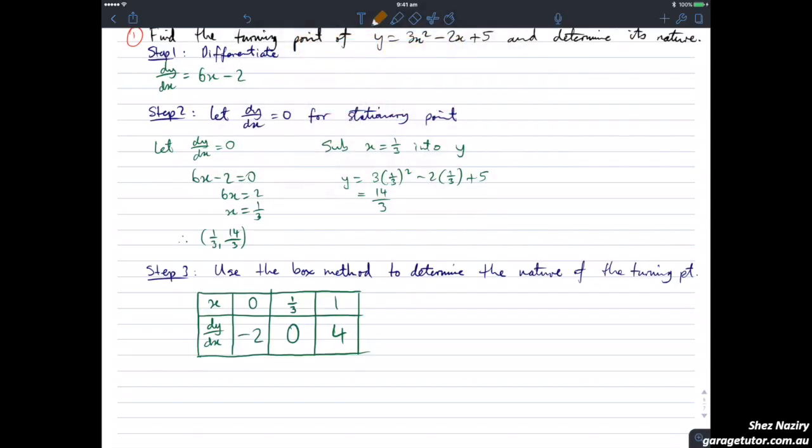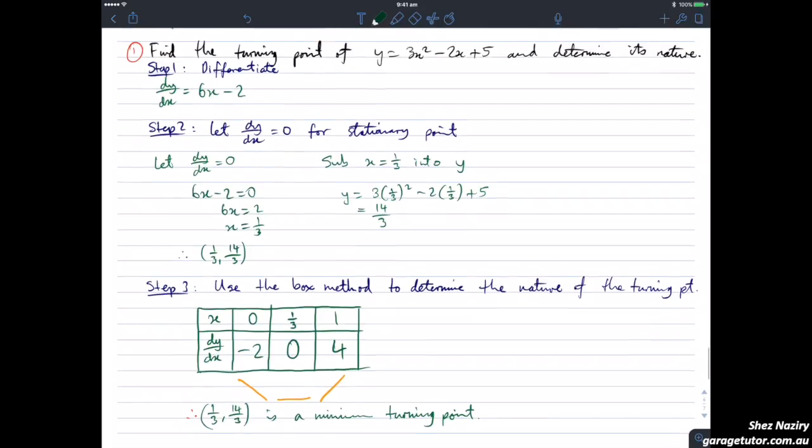Watch this, guys. Negative gradient. Which way does it look? Down that way. Then 0 gradient. Flat. Then positive gradient. What kind of turning point is that? Minimum. Minimum turning point. Therefore, I can say that 1 over 3, 14 on 3 is a minimum turning point. Because going from left to right, it's gone down, flat, and then up. Did that make sense, guys? Okay, so 1 over 3, 14 over 3 is a minimum turning point.